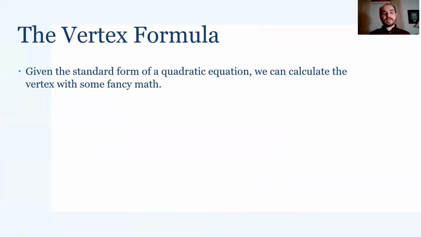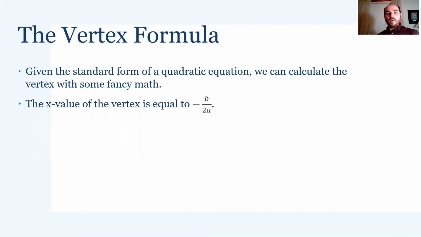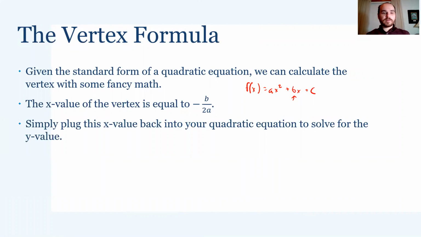Now, if you want to see the derivation of this, it is in your textbook. I can also talk about it in class, but honestly, it takes a long time to do, and it's not particularly useful to know how we get this. But it is important to know that the x value of the vertex is equal to negative b over 2a. So remember, we've got f of x equals ax squared plus bx plus c. So we would take our b and put it over 2 times our a, make it negative, and that would give us the x value of our vertex.